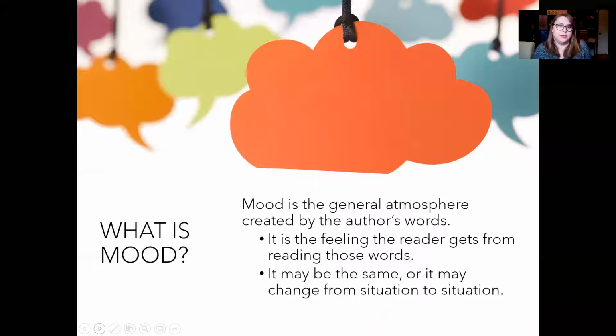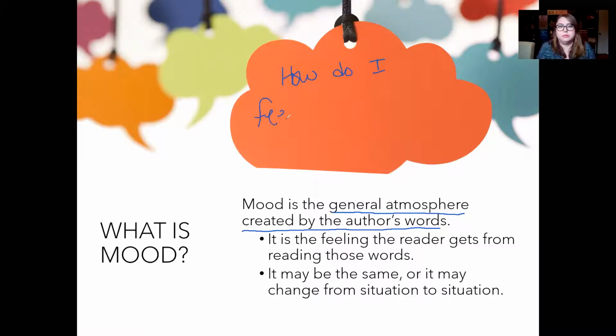The first word that we're going to talk about is mood. So mood is the general atmosphere created by the author's words. A good way to think about this is that mood is the way I feel when I read. So we would say, how do I feel when I read? Does this reading make me feel happy? Does it make me feel sad? Does it make me feel scared?